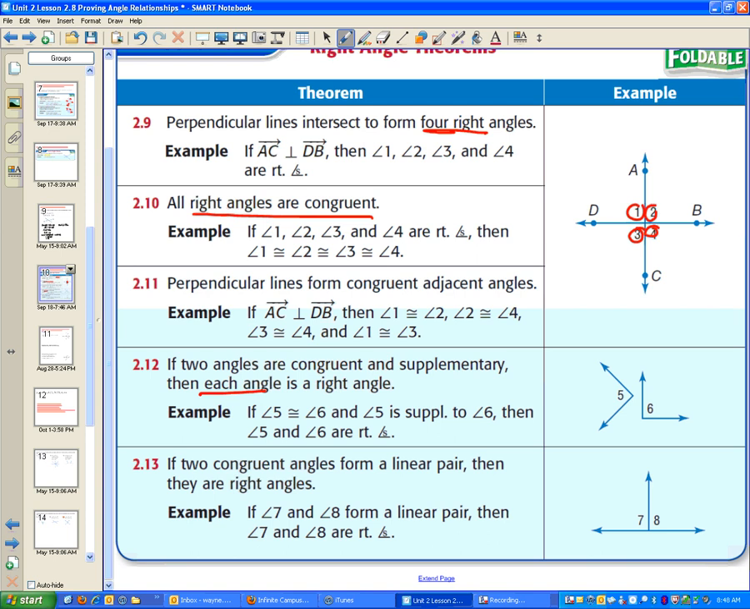If 2 congruent angles form a linear pair, then they are right angles. Isn't that saying the same thing as the one above it did? Almost. Instead of being told they're supplementary, we're told they're a linear pair, which we know means they're supplementary, which then means we use this theorem to prove that theorem. Okay? All right, you still hanging with me?